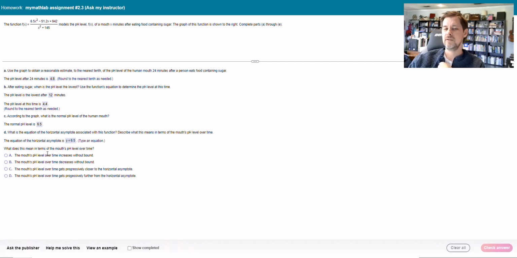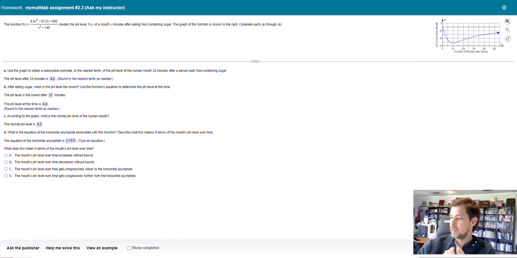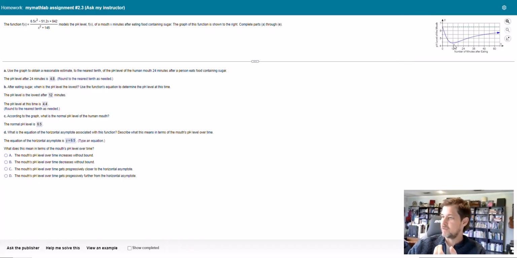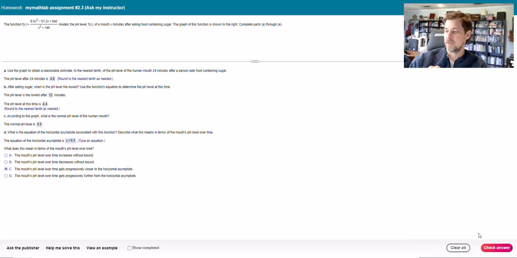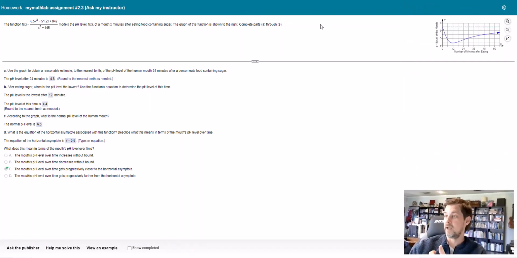So what does this mean in terms of the mouth's pH level over time? As I said a minute ago, it takes this rapid dip after you eat, but it slowly tries to climb back up to where that green dashed line is. So the way to say that in the context of this last question is C: the mouth's pH level over time gets progressively closer to the horizontal asymptote. That's why that horizontal asymptote is an important feature of the graph. So that's what we want for part D. And after that, we've done our full interpretation of what this equation tells us, along with the graph that comes with it.